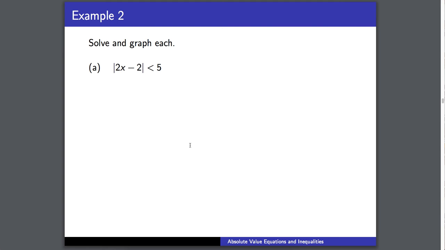So example 2, part A, solve and graph each. We have the absolute value of 2x minus 2 is less than 5. And so what that means is that 2x minus 2 is going to be in between -5 and +5, which means we can break this up as a compound inequality. So this would be -5 less than 2x minus 2 less than 5. So we can solve each one individually just like we did compound inequalities.